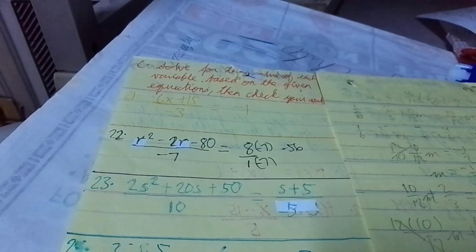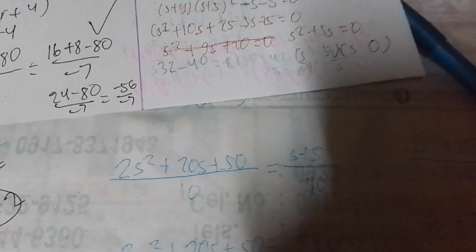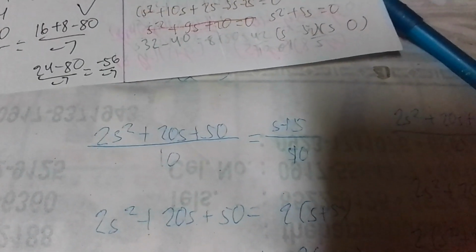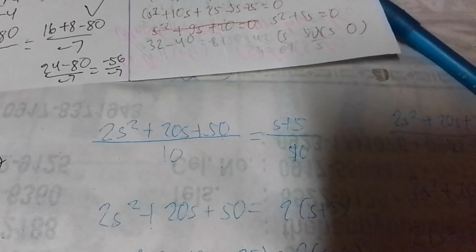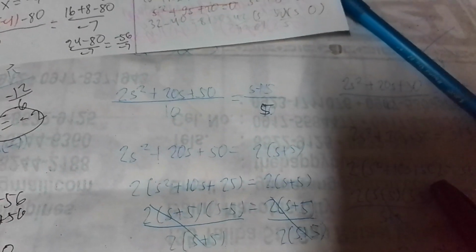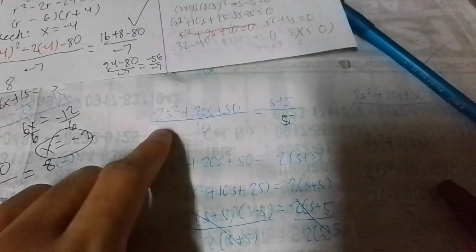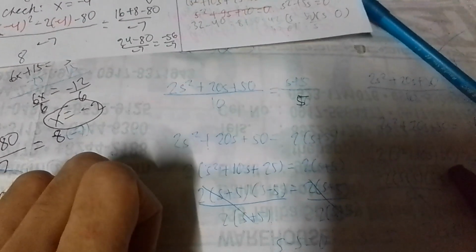Because I can see, looking at all the terms, 2s squared, 20s, and 50, they can be factored out by the GCF of 2. As you can see, this is the solution I did earlier. 2s squared plus 20s plus 50 is equivalent to 5s, s plus 5, all divided by 5. So I factored them out by the GCF. Remember, this becomes 2 times s squared is 2s squared. 2 times 10 is 20s. 2 times 25 is 50. And I just multiplied it by the LCD.